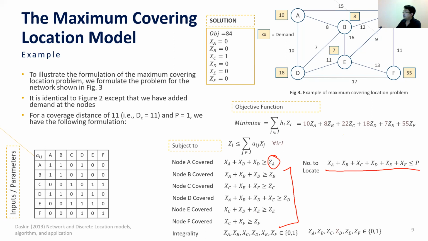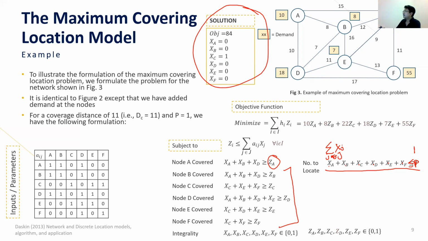Another additional constraint is the sum of xj, j an element of J. So xa plus xb plus xc plus xd plus xe plus xf is less than or equal to P. P here is equal to 1. Based on this, you can see that the optimal solution will be to open node C.